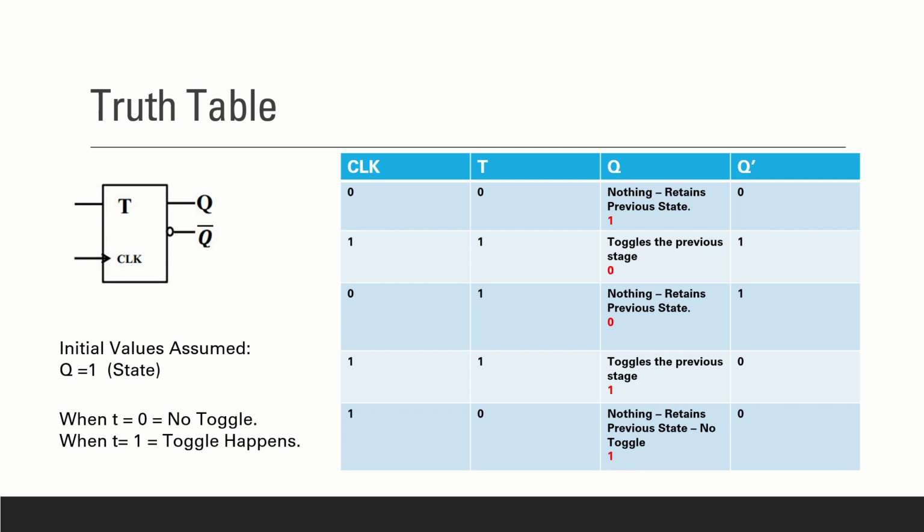Now remember this point. When T is 0, no toggle. When T is 1, toggle happens. This will be effective only when the clock is up and running. Even if T is 1, for it to toggle the clock has to be 1. That's the most important point you got to remember. I hope I made it very clear. If you cannot understand, listen to this once more, you will be able to understand.